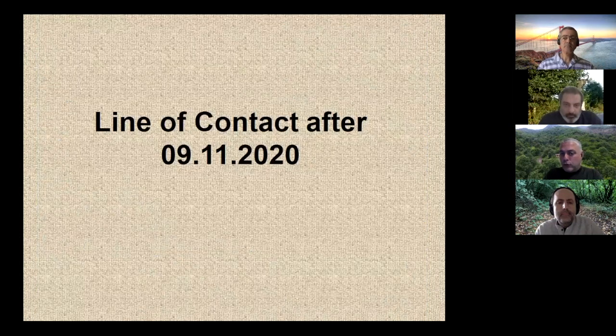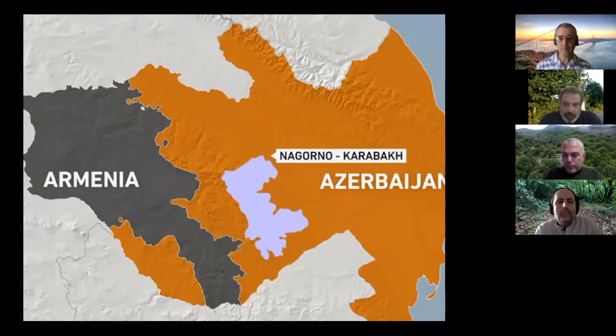So the new line of contact after the 9th of October. So this is Artsakh, or whatever is left from Artsakh, which is 25% of the land we had. What you see here is the new line of contact between Artsakh and Azerbaijan. This line of contact is monitored now by the Russian peacekeeping forces along with the Artsakhi defense forces. So we have both checkpoints.